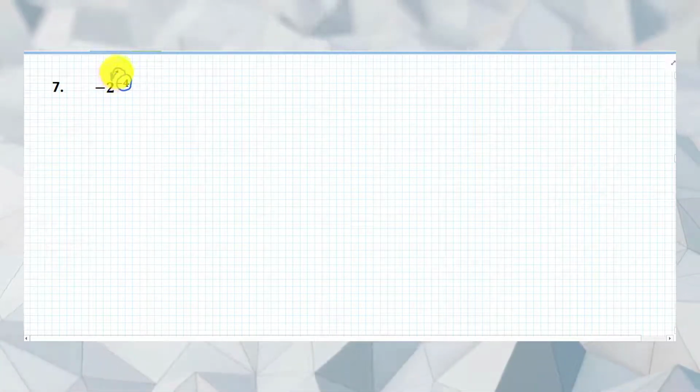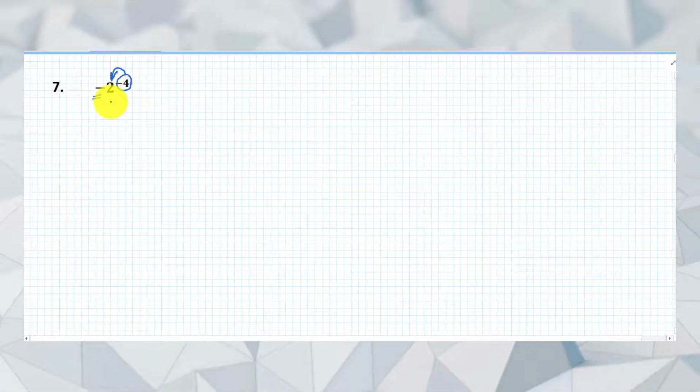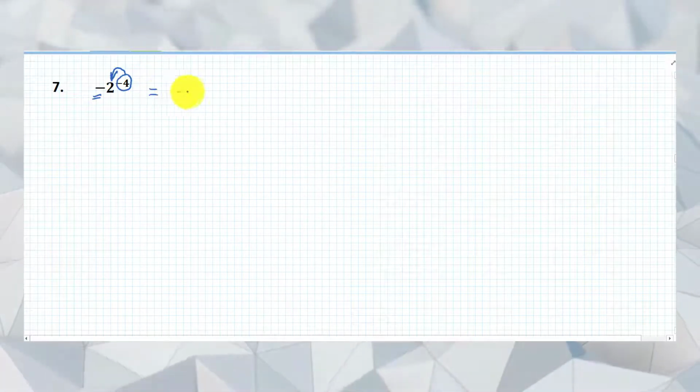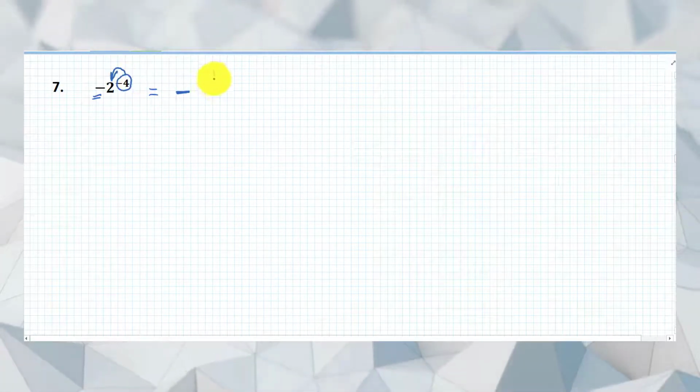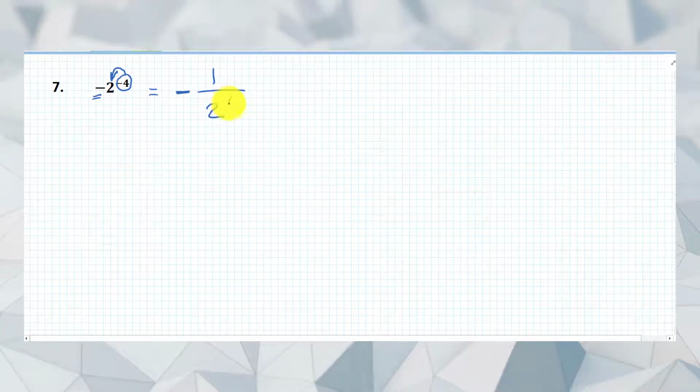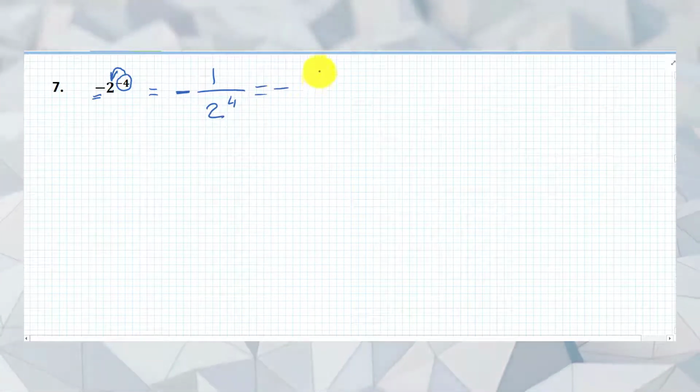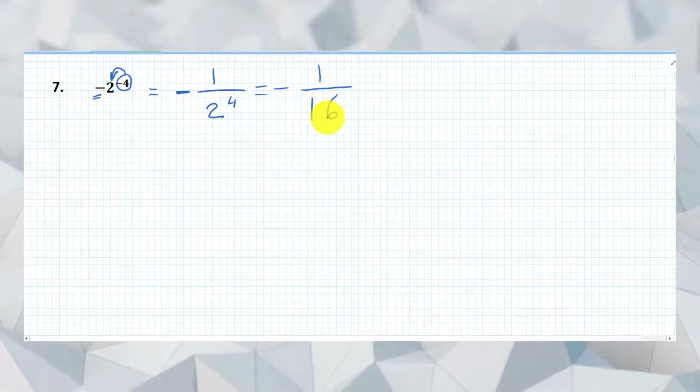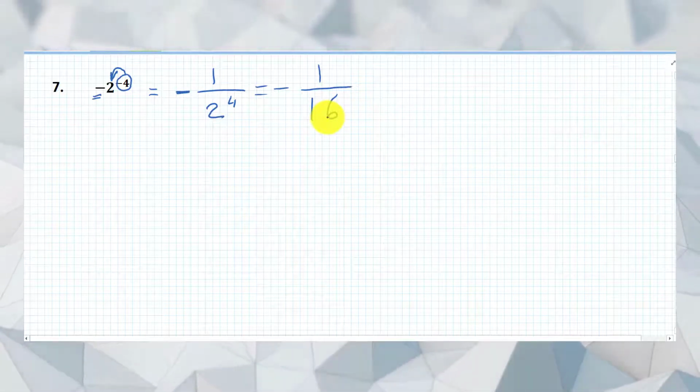Next one, here you have to be careful. What does the negative 4 apply to? Just the 2, not the negative sign, right? This is out of the base. So this means negative, and then 1 over 2 to the 4th. So this is negative 1 over 16, okay? Again, be careful what the base of the exponent is.